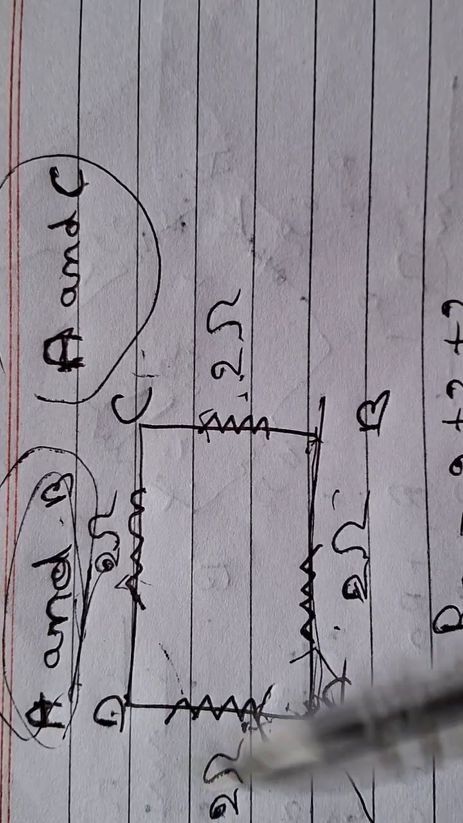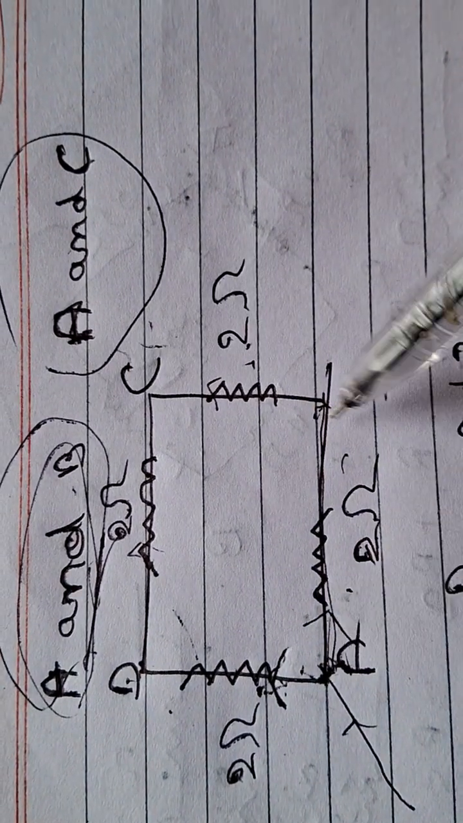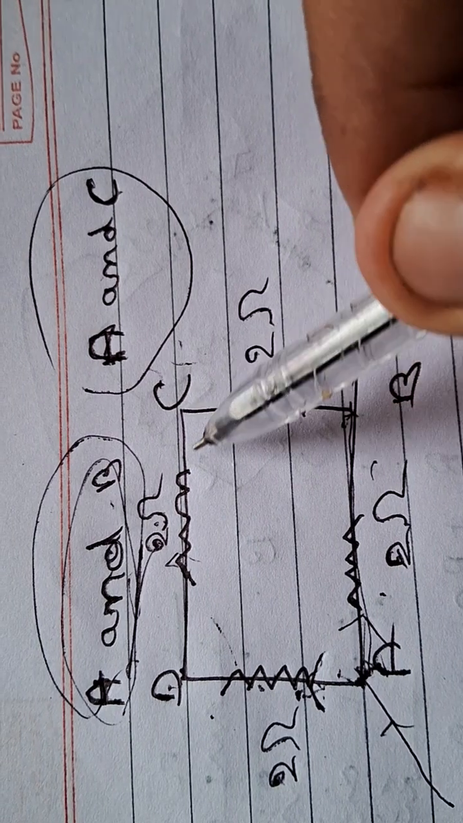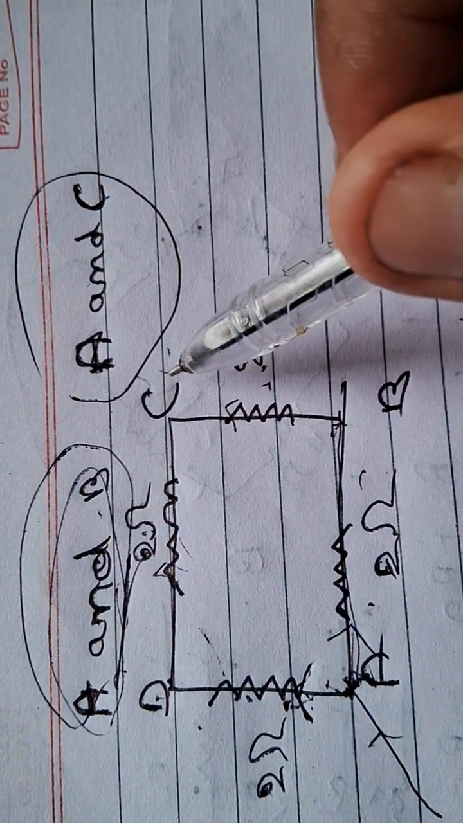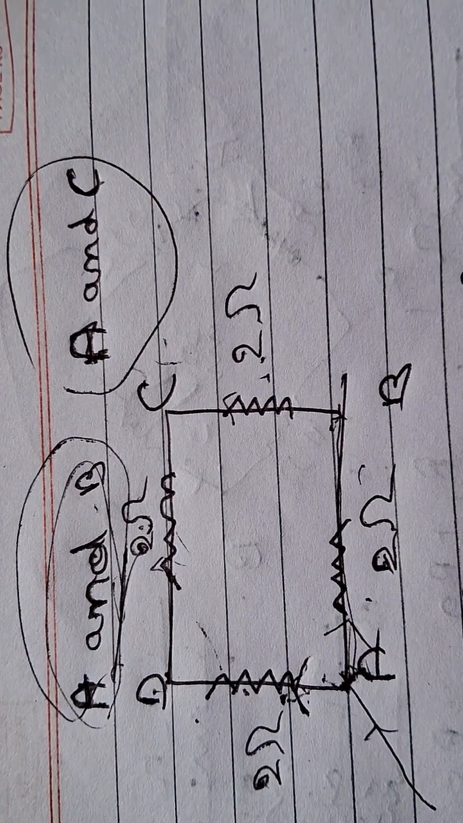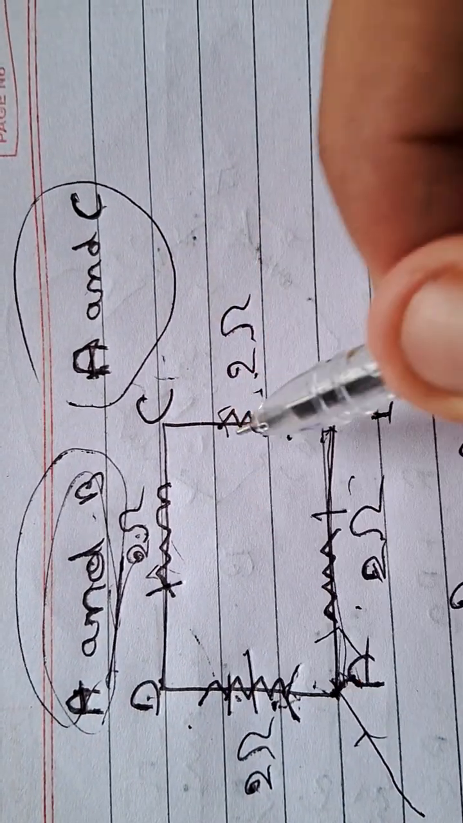Now A to C I have to go. So we have again two methods, ADC and ABC. You can see that AD and DC are in series, and AB and BC are in series, but ADC and ABC are in parallel. This series and this series are in parallel. Okay, understand the concept.